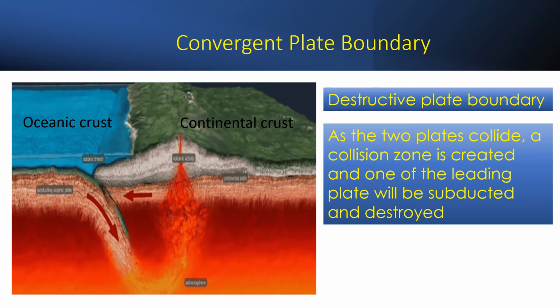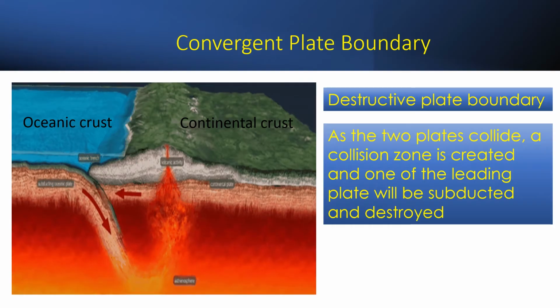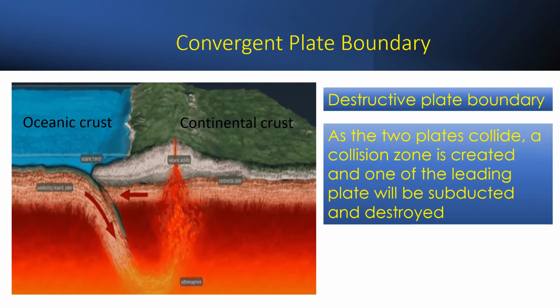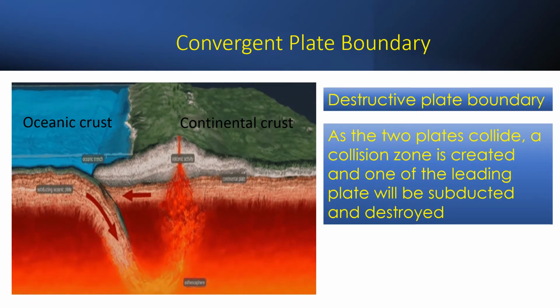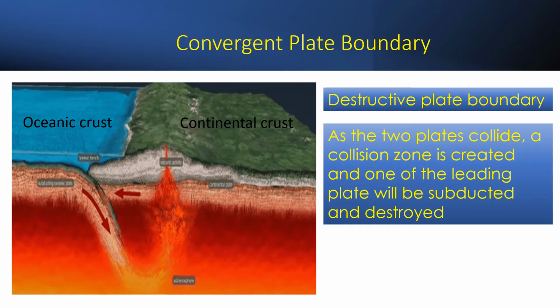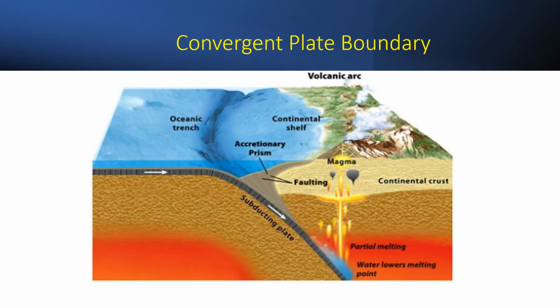As the two plates collide, a collision zone is created and one of the leading plates will be subducted and destroyed. Which one subducts? Very good. The oceanic crust. Let us determine the consequence if two different plates collide.